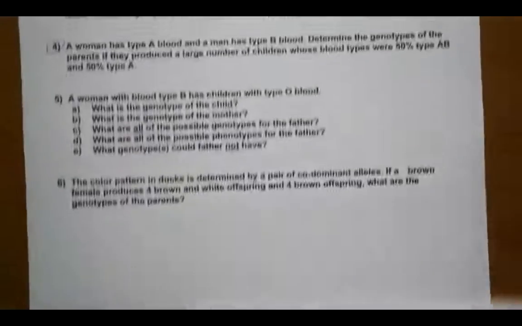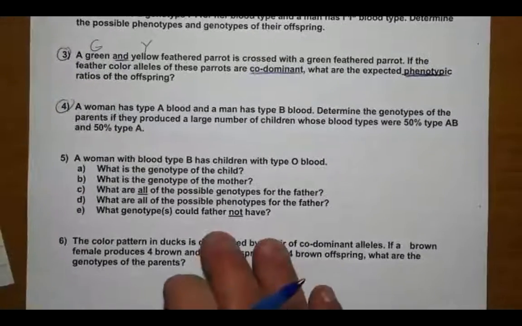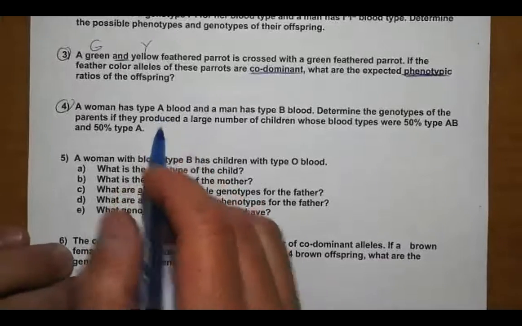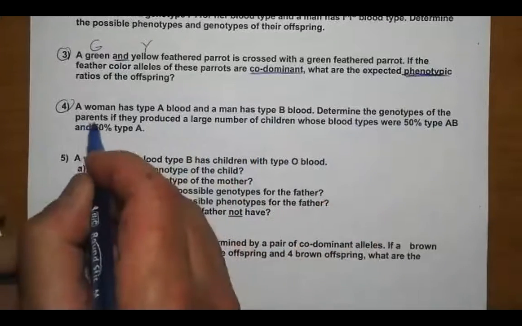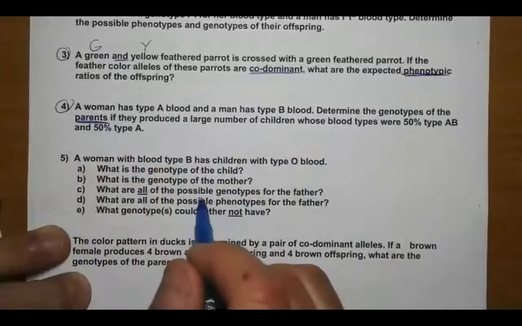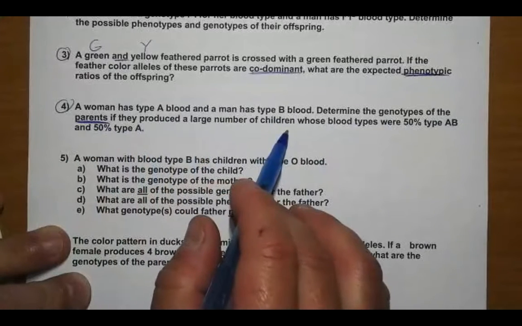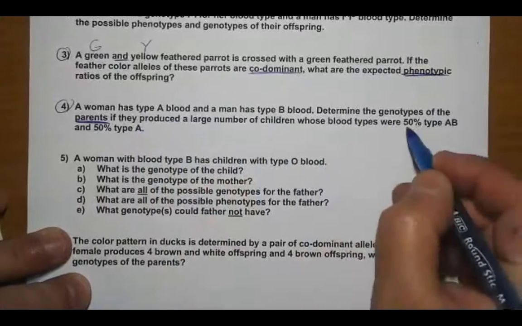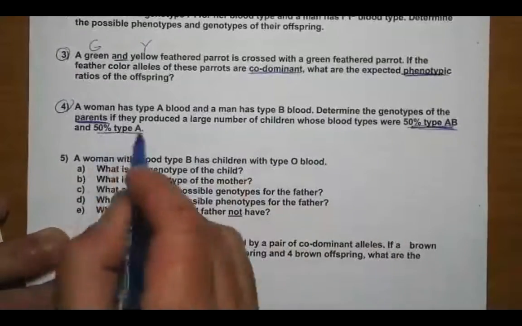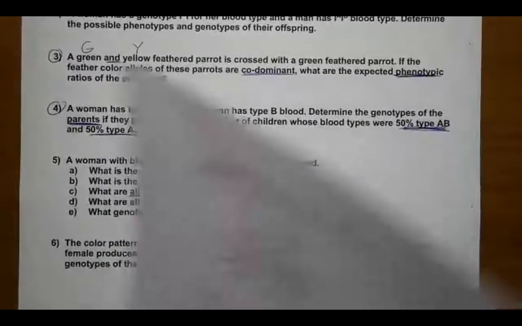Okay, back to the problems that we have here. Number 4. A woman has type A blood and a man has type B blood. Determine the genotypes of the parents. So I want to know the parents. And what did the parents do? They produced a large number of children. What that means is that there's a lot. So these ratios are pretty much going to be what you're going to see. 50% were AB, 50% were type A. Notice that they're not telling you anything about the letters here. We're going to see that as we play out.